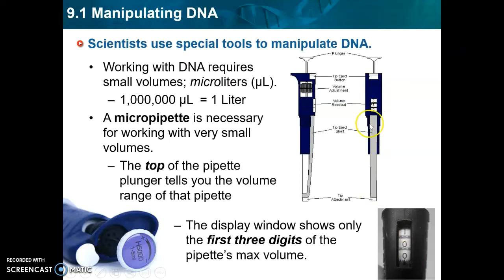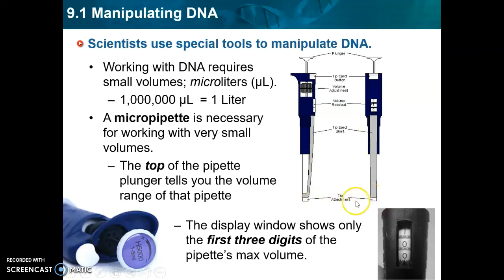Next, we have this tip eject shaft here. This on the picture is just an external piece. Looks like it's probably metal on this pipette that would push the tip off the end. The pipettes that we have in class have a plastic eject shaft, and it basically forms a ring around this entire barrel of the pipette down here.